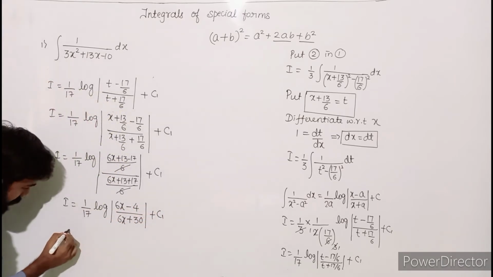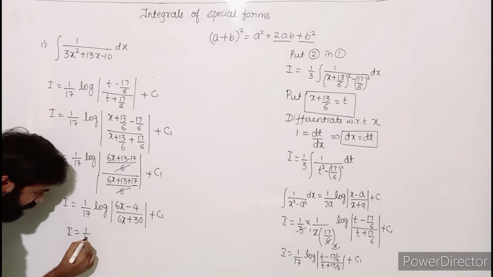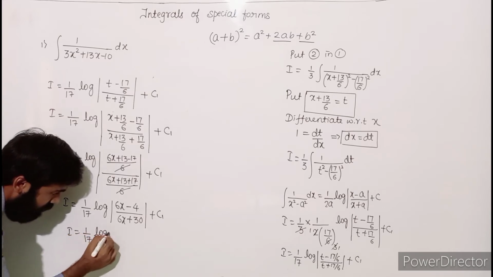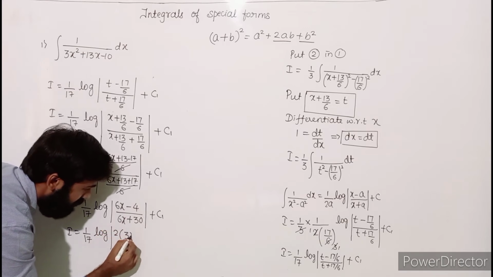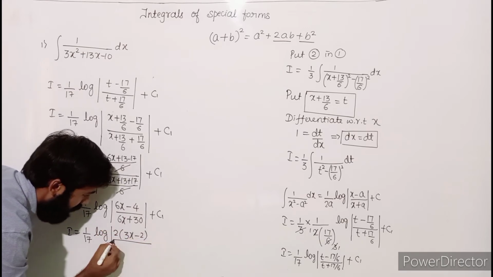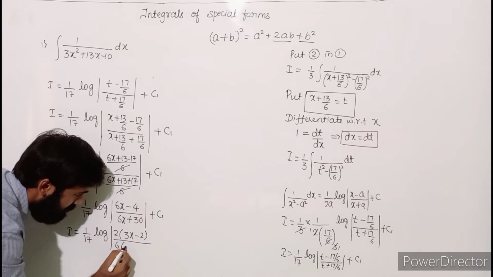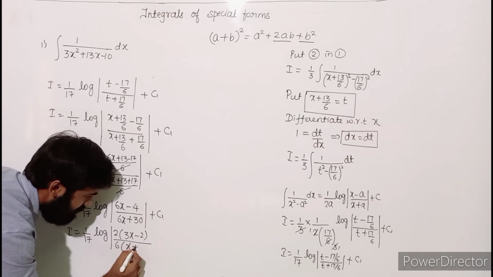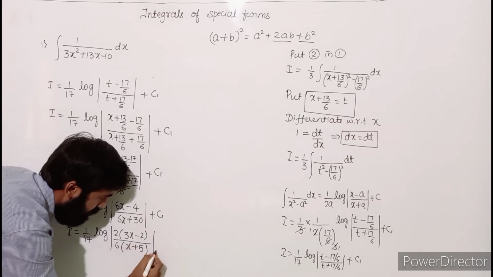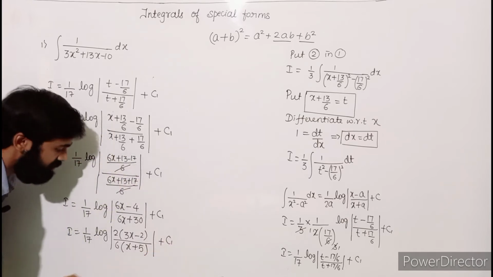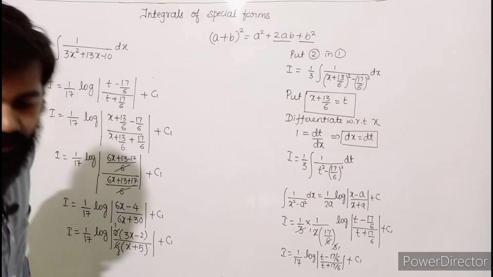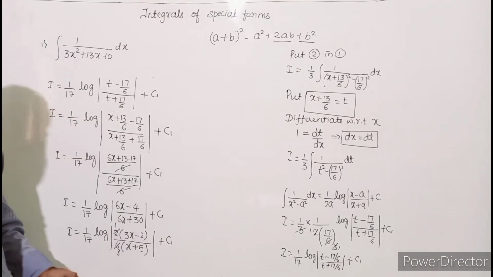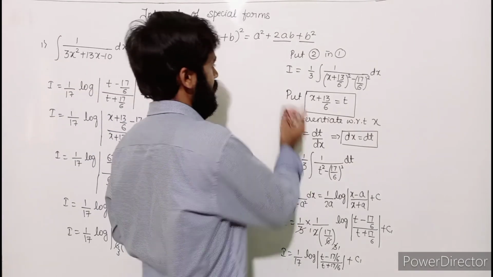So what I will do again is 1 by 17 as it is, log of mod of, here I can take 2 common, inside we get 3x minus 2, and here I can take 6 common, inside we get x plus 5, plus constant of integration c1. Now 2 ones are 2, 3s are... I just need to simplify still, so I'll erase this part now.